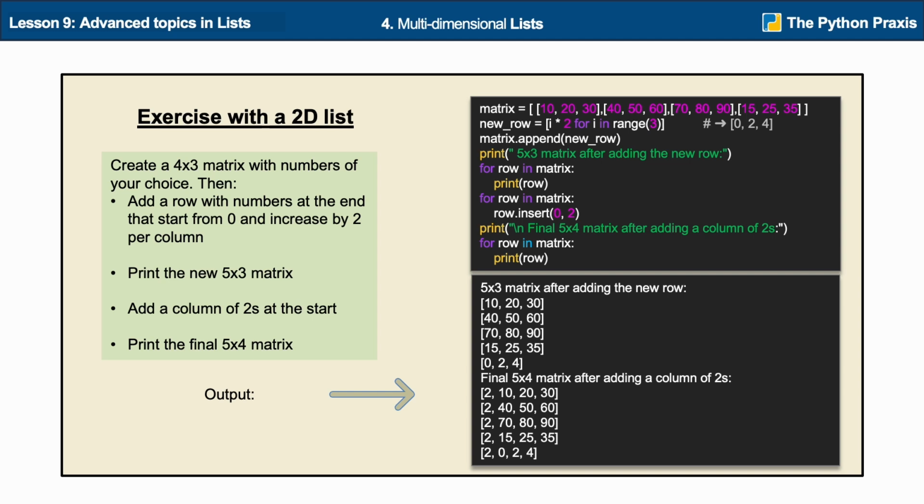In line 9, we print another label. We also add a blank line for clarity. Finally, lines 10 and 11 print the finished matrix row by row, so you can verify the new column is in place.